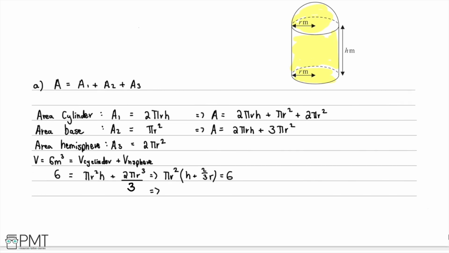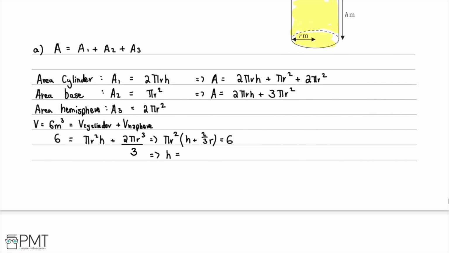So we're then going to rearrange this for h. We divide both sides by pi r squared. And then to isolate h on its own, we must get rid of this 2 over 3r, and we're going to do this by subtracting it from both sides. So now we have an expression for h, and our expression for h is in terms of r. This is good because we want to get our area expression in terms of r. So therefore, we can take this equation for h and substitute it in here.